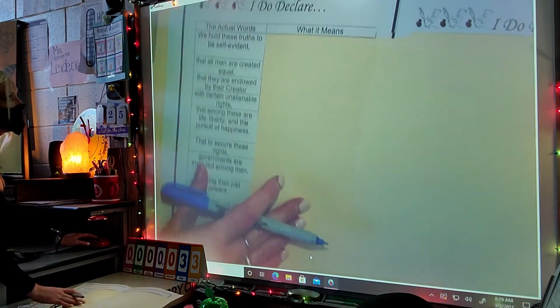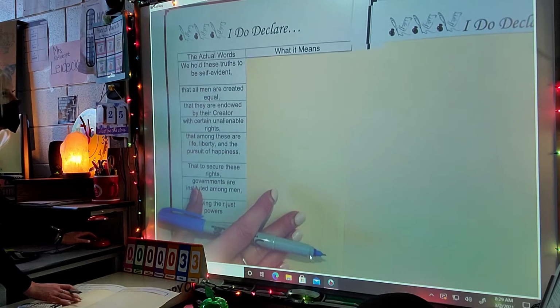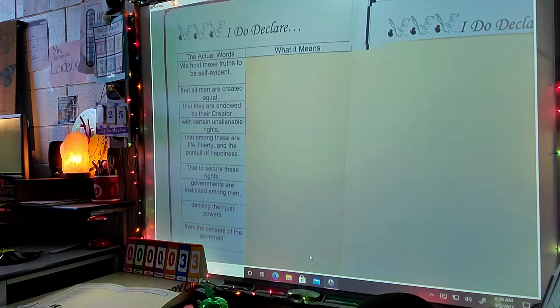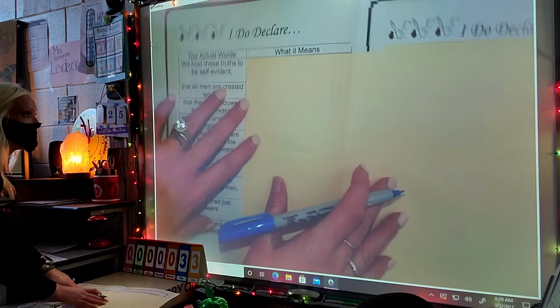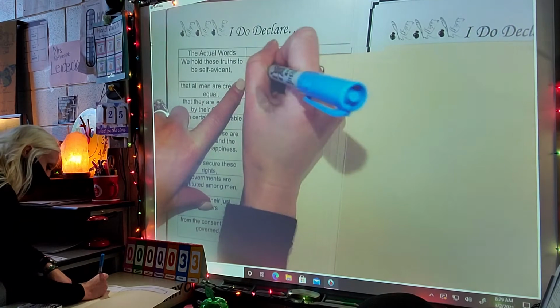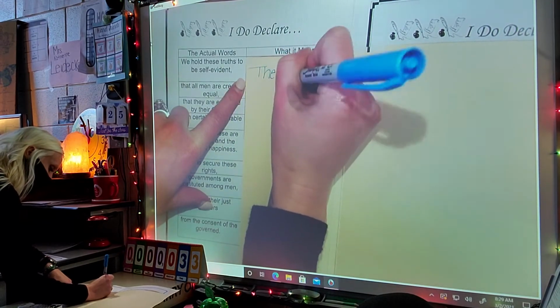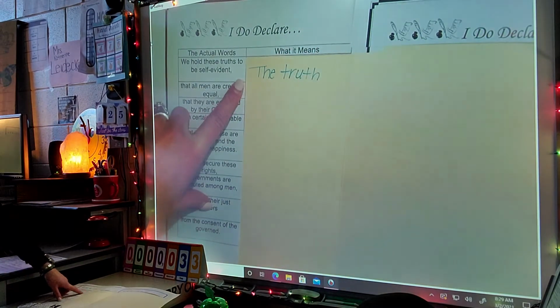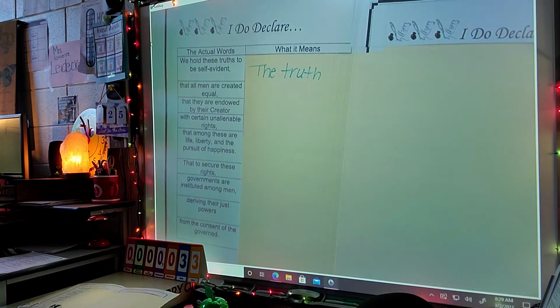So the very first phrase is, we hold these truths to be self-evident. Now, we hold these truths to be self-evident. So this means the truth. So everybody's going to write the truth. So everyone write the truth. Yes, very good. Good job.